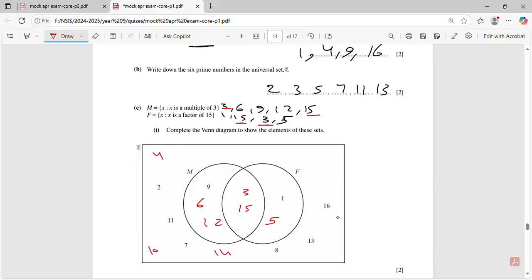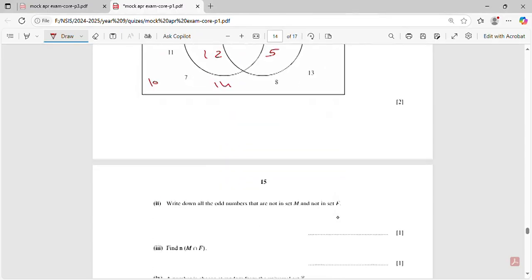So it's important, because otherwise, if you wrote all of these numbers inside the Venn diagram and you forget all the universal set remainder elements, you will get only 1 mark.